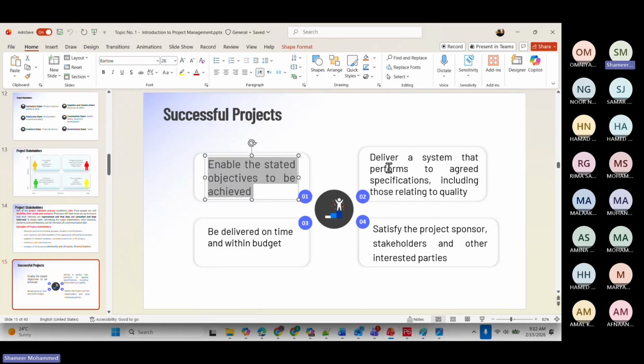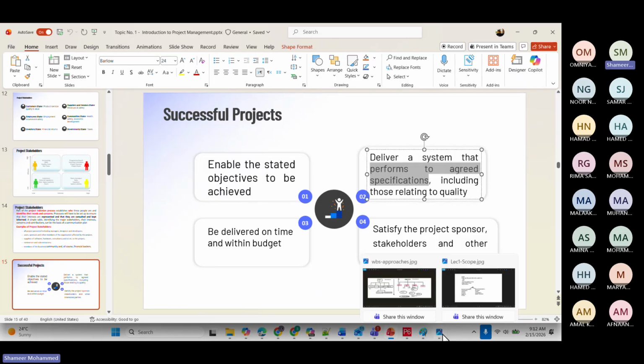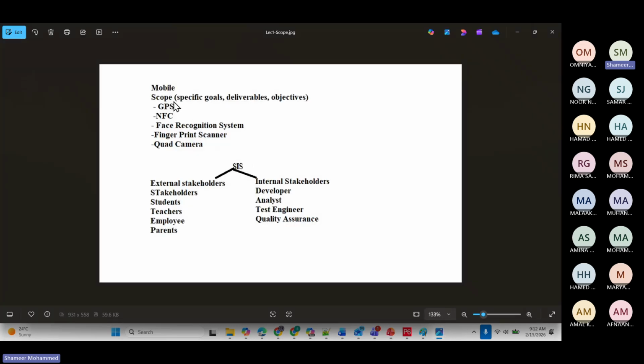Deliver a system that performs to the agreed specifications. So you are designing my mobile phone for me. I am the customer. It is working very fast. It is taking the pictures. It is storing very small size images. So this way, whatever I expected, it is performing. Then it is a successful project. It is called a successful project.